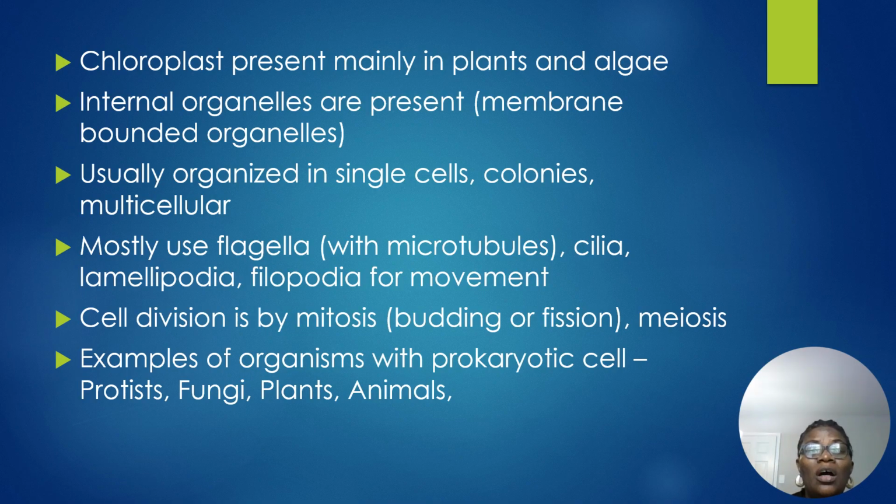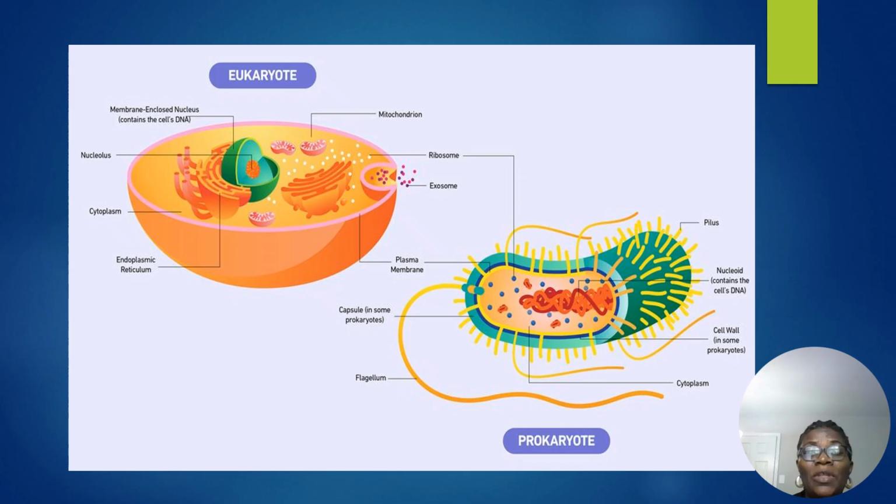Now, let's look at this picture. The picture is showing a eukaryotic cell and a prokaryotic cell. The one with the green, centrally placed label there is a eukaryote, while the other one showing two flagella there is prokaryotic. So looking at the eukaryotic cell, we can say that it is more complex.